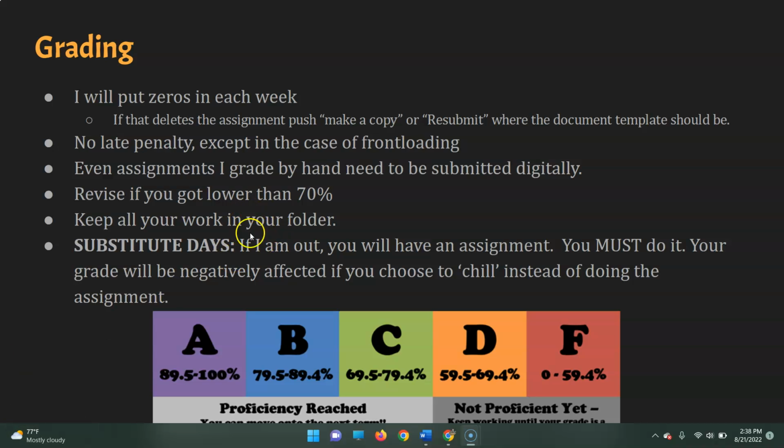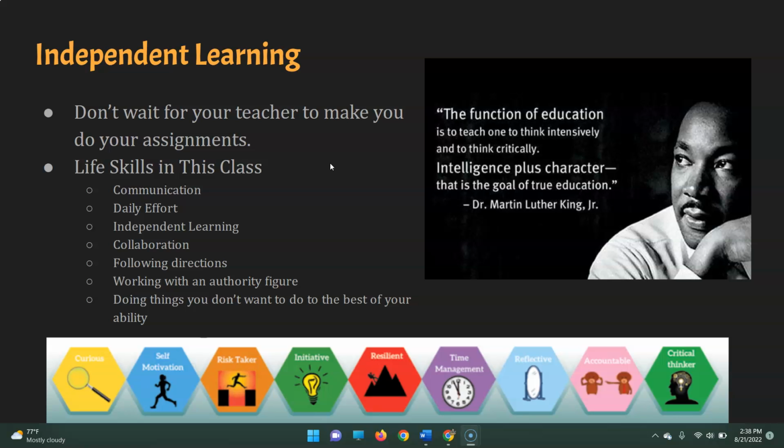Also, I would like you to keep all of the work for this class in the folder, and you're generally going to keep your folder in class so that I can always look up your work if I need to. Please be an independent learner in this class. Don't wait for your teacher to walk around and make you do stuff. Imagine if your boss had to walk around and make you get started on every single thing. It's just not a good habit to get into while you're young.